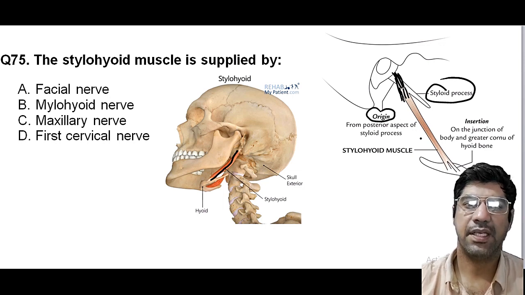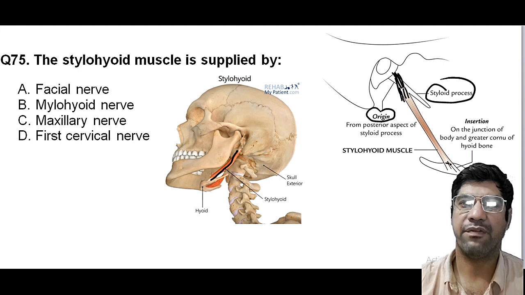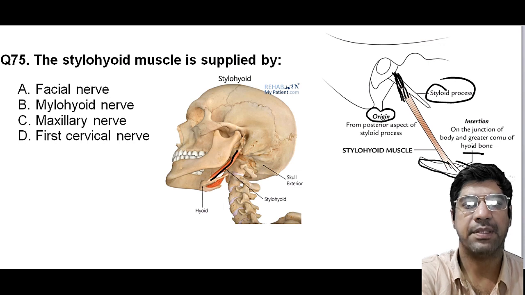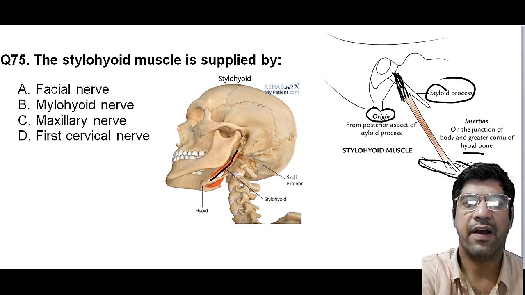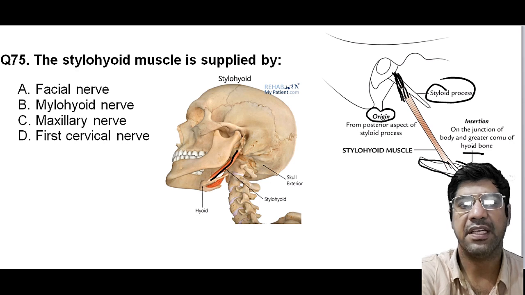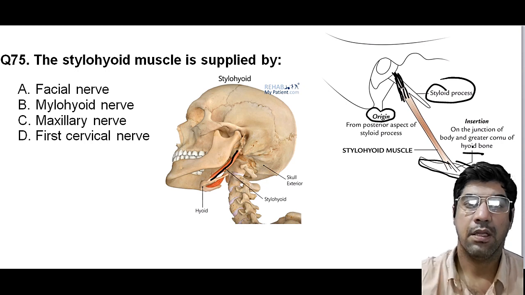Insertion: the muscle is inserted into the body of the hyoid bone. So this one is the hyoid bone. It is inserted at the junction of the body and greater cornu of the hyoid bone. The stylohyoid muscle is supplied by a branch of the facial nerve. The nerve is just like an electric wire that sends the signal from your brain to the muscle, telling it when to contract and when to relax.